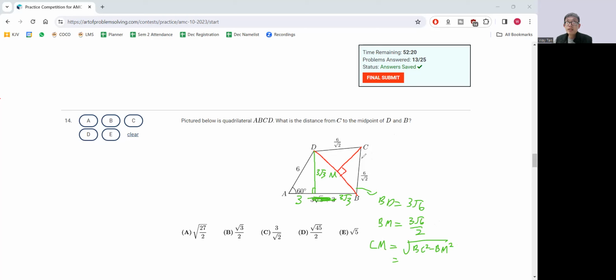BC squared is 36 over 2, which is 18. BM squared: 3 root 6 squared is 9 times 6, which is 54. 54 over 4 is 13.5. So the square root of 4.5. One of these options is square root 9 over 2. Yeah, so that's 3 over root 2.